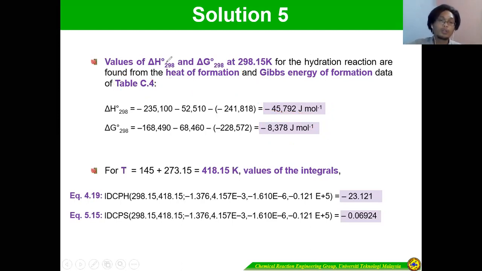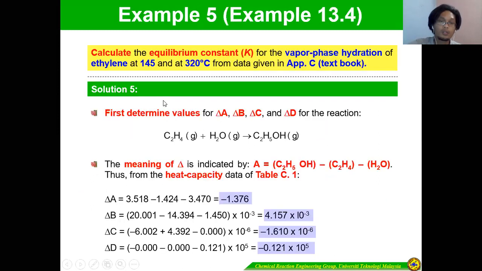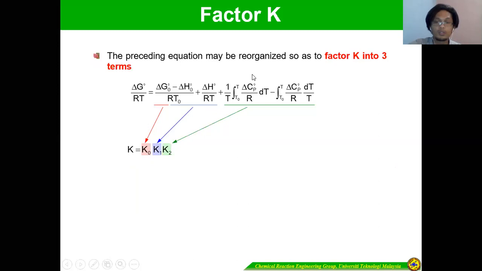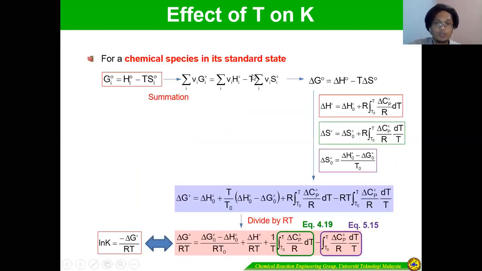From the total A, if you refer to this equation, we need this one actually. We need delta G naught and delta H naught, at 298, and then we also need this one. That's why we need to determine all the constants or parameters.